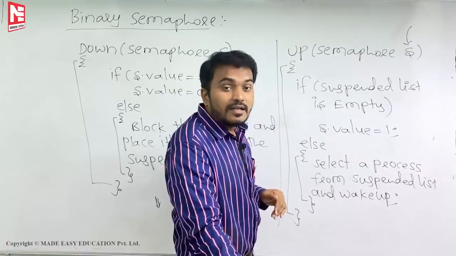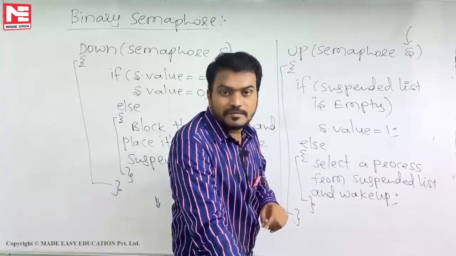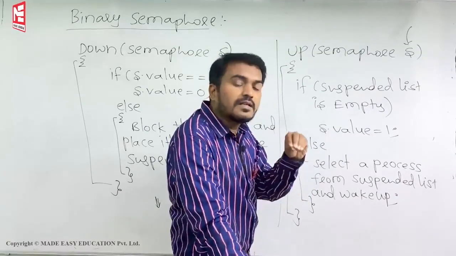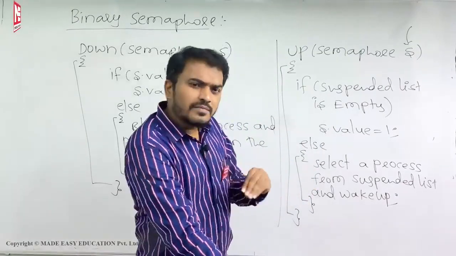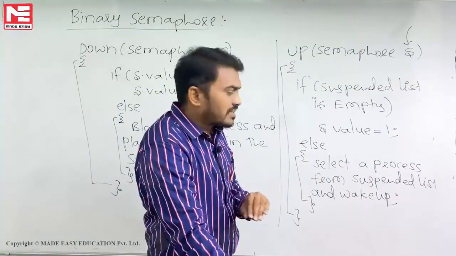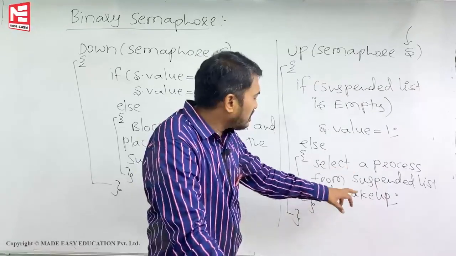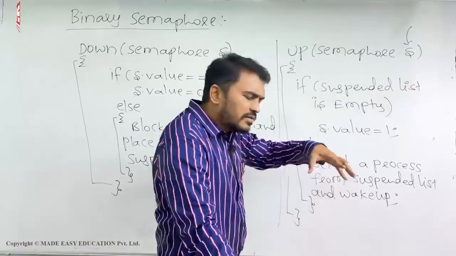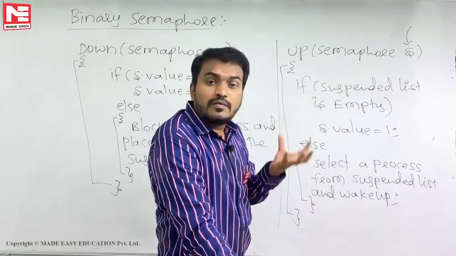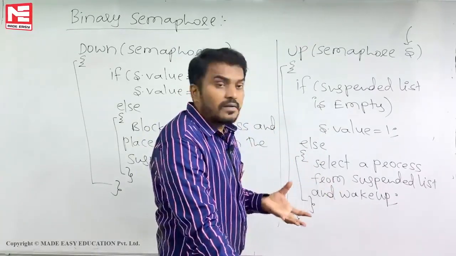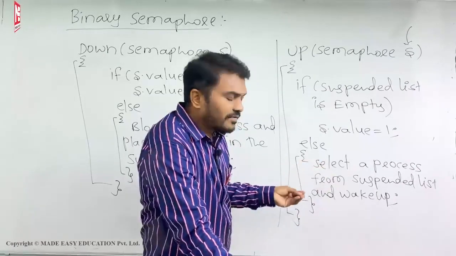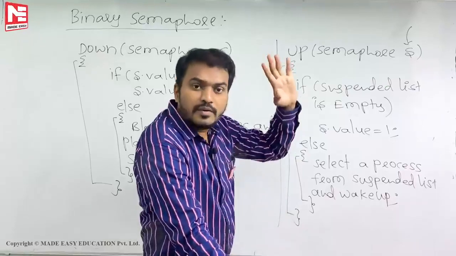Next, else. Else means the suspended list is not empty. It means there is already some suspended process. Then what are you doing here? You select a process from the suspended list and wake it up. We select one of the processes from the suspended list and wake up. Wake up means that suspended process will also continue the execution. Is the point clear for everyone?